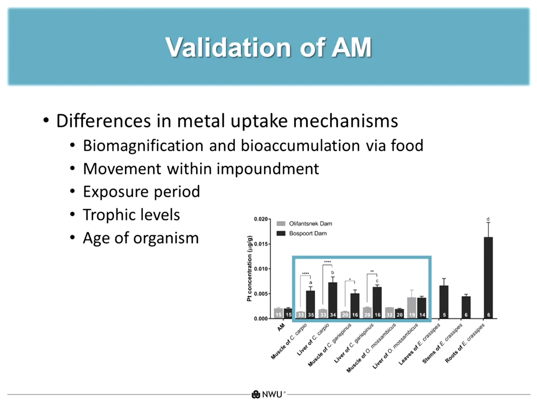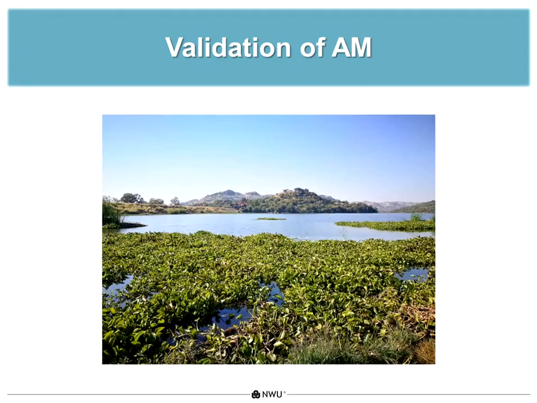At Bosper Dam, the water hyacinth, Eichhornia crassipes, was also assessed, as this plant is known to accumulate platinum. This was not part of the original sampling plan. However, a hyacinth bloom coincided with the AM deployment period.